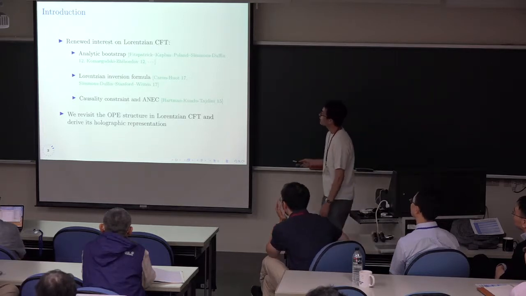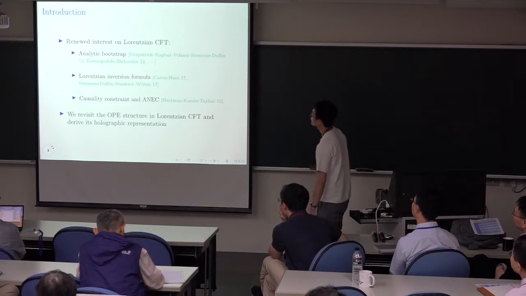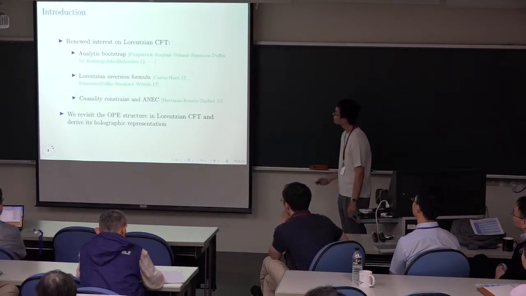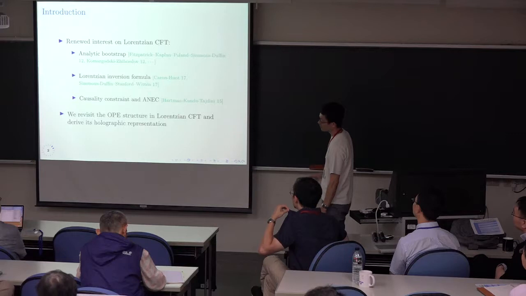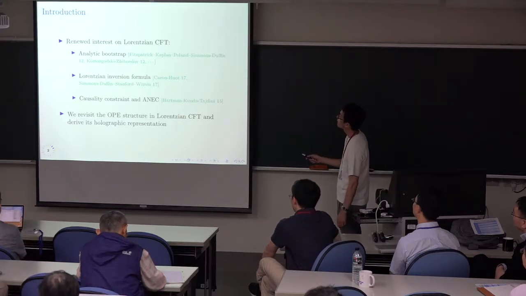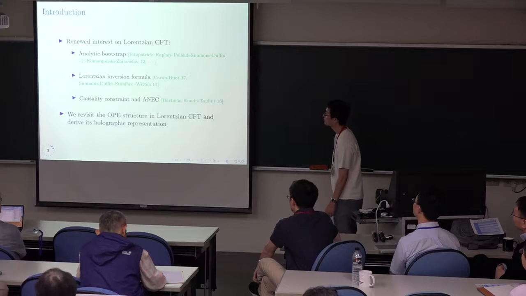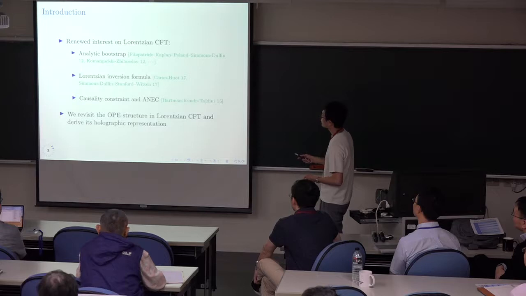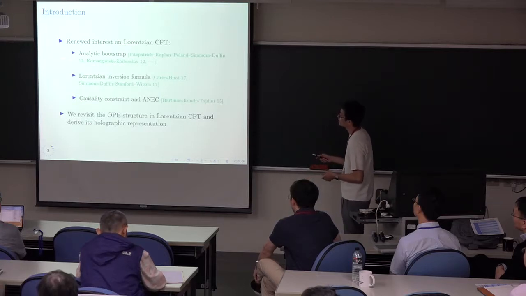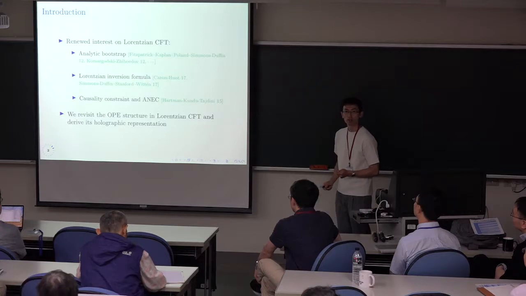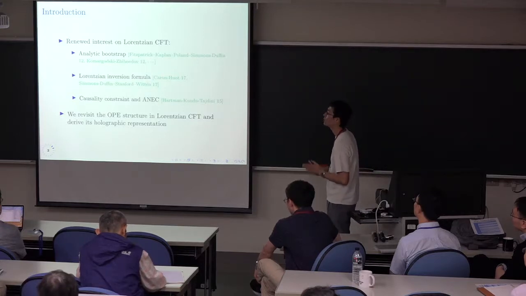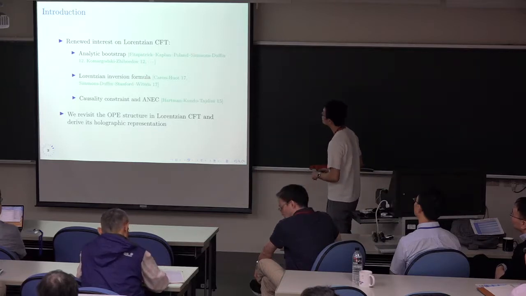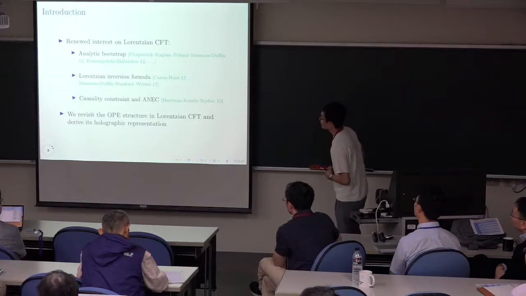Recently, there is renewed interest in Lorentzian CFT because there are many developments triggered by the conformal bootstrap program. A few of the nice applications include the analytic bootstrap, where you consider the light-cone limit of the conformal block to get some bounds on the structure of CFT. And there also appears a nice formula, the so-called Lorentzian inversion formula, so you can read out the OPE coefficients from the Lorentzian four-point function by inverting the four-point function using a kind of weird conformal block.